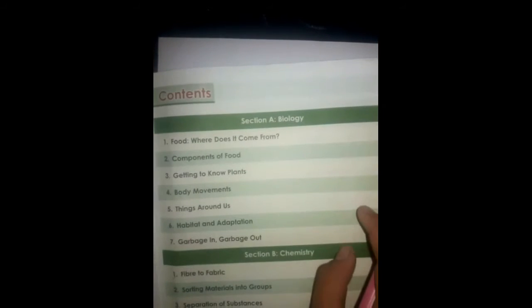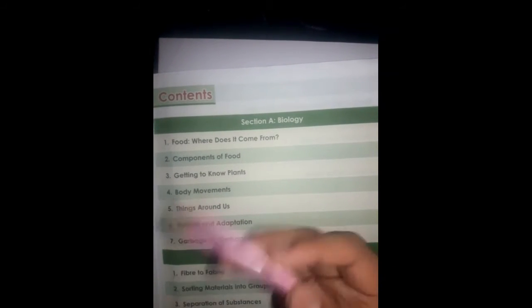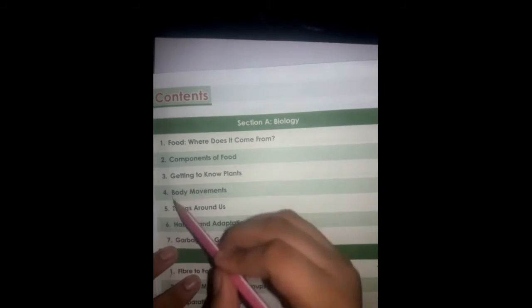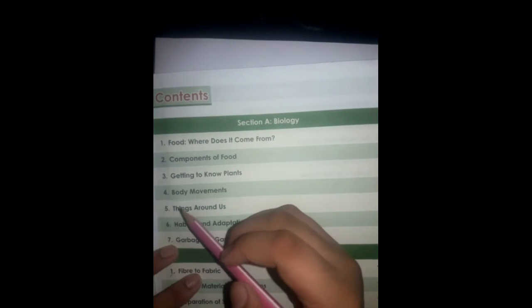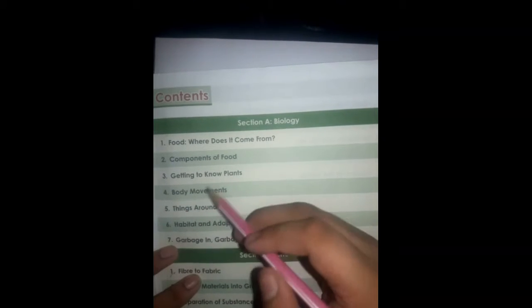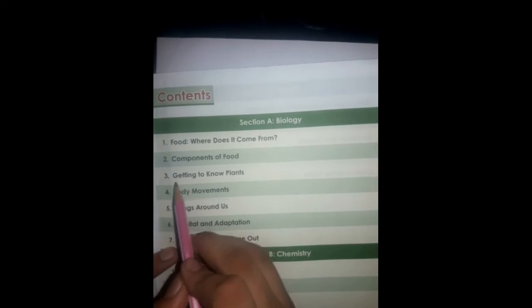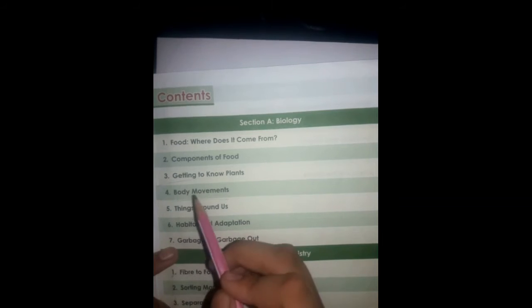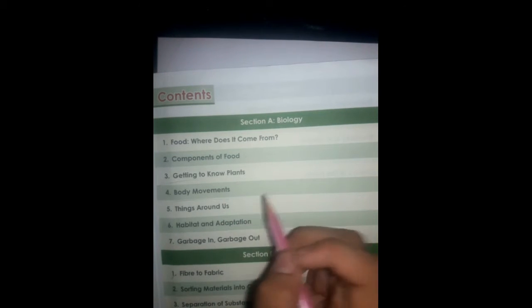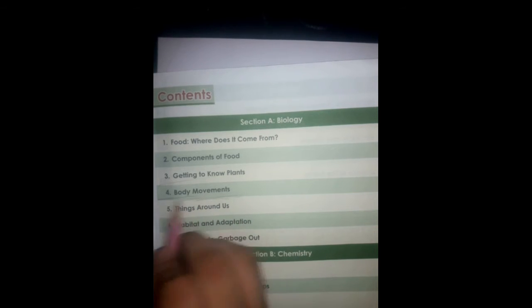Now coming to the biology section, there are 7 chapters. It depends on your school whether you are learning 4 chapters, or in most schools it will be 4 chapters only, but it can be 3 or 4. Chapter 1 to 3 in half yearly and chapter 4, 5, 6 in final year. In my school it is till chapter 4, meaning till chapter 3 it's compulsory.